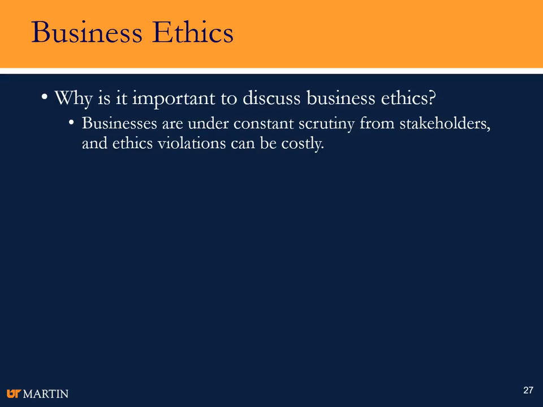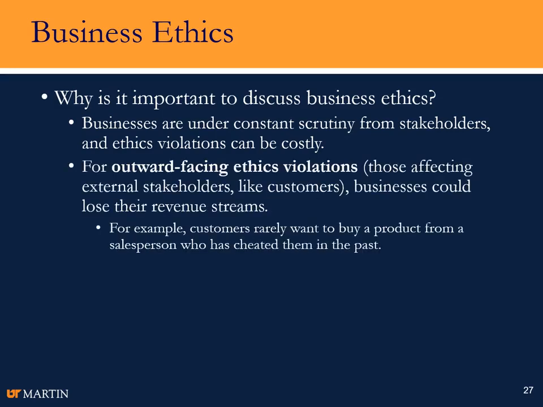So what businesses need to do is make sure that they have a standard put in place, an internal ethical code that people have to follow, so that they can show that they do care and they do fix those kinds of problems. So for outward-facing ethics violations, those are the ones that affect external stakeholders like customers, but not internal stakeholders necessarily. Businesses could lose their revenue streams. If you make a bunch of customers mad because you don't treat them fairly and don't provide the services you say you'll provide, you're maybe not honoring your contracts, then you'll lose those customers and your reputation will get, as we could say, smeared pretty quickly. People don't want to buy products from salespeople who've cheated them, or businesses that would employ salespeople that cheat them.